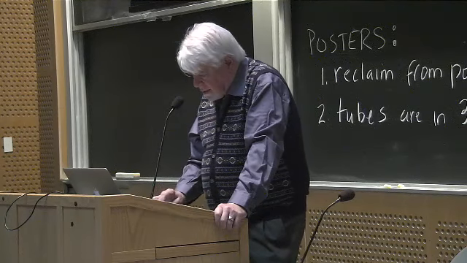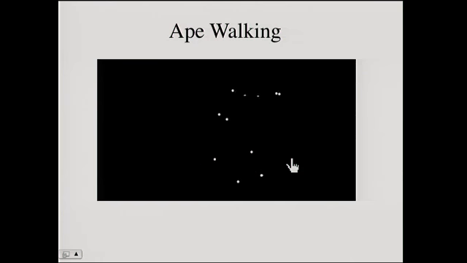So here's another example. The question is, who's this, or what is it? Any ideas? Okay, well, anyway, this is an ape walking. Okay, and here's another one. Should be easier, I think. There we are. Yeah, that's a dog.